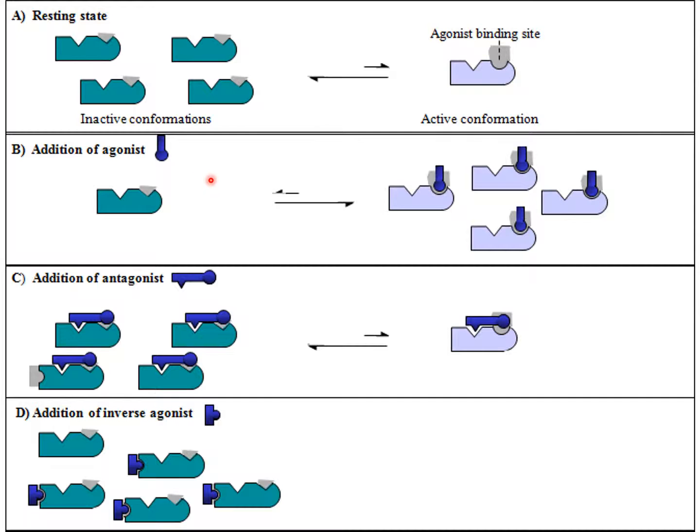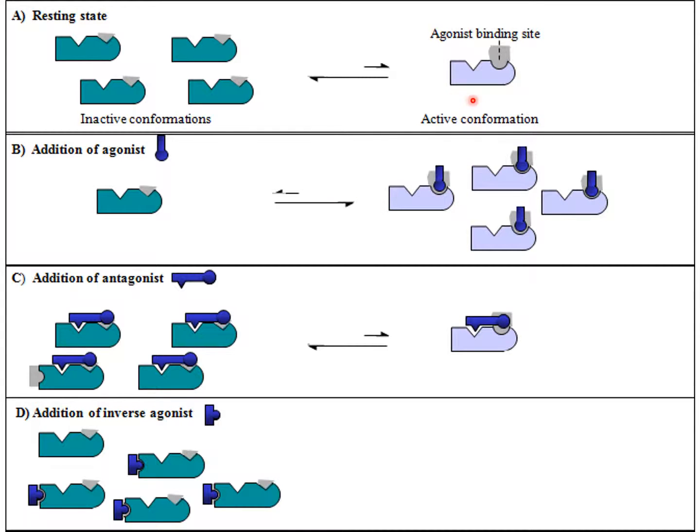Okay, and then in the first example, which is the addition of an agonist, when you add an agonist like this, it's going to bind to the binding site here, and then it's going to shift the receptor from the inactive form into the active form. In this case, out of the 4, we were able to shift 3 of them to the active form. So now we have 4 of the 5 receptors in the active form, and one of them was still in the inactive form. And in this case, you will have an increase in the activity.